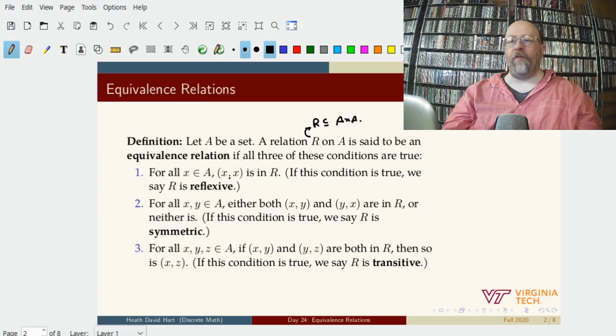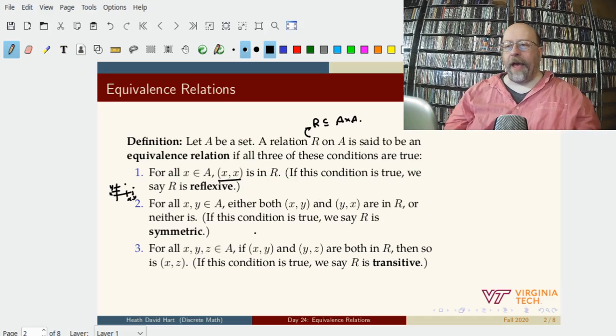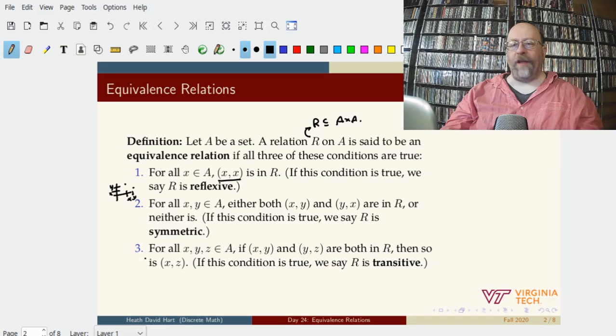It's an equivalence relation if all three of these conditions are true. It's reflexive if the diagonal is contained in the relation, every pair x comma x is in the relation for all x. And it's symmetric if anytime xy is in the relation, then yx is also in the relation. So either they're both in the relation or neither one is. If you have one, you have to have the other. And it's transitive if anytime xy and yz are in the relation, then we can compose them and get xz in the relation as well. If this condition is true, we say that R is transitive.